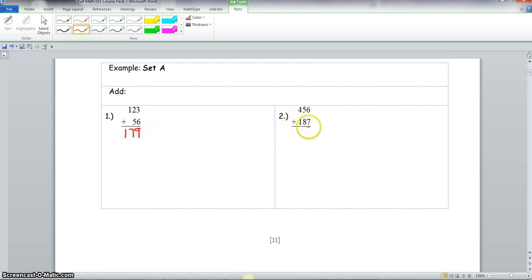Now we go here to number 2. We have 6 plus 7, which is 13. We carry our 1. 1 plus 5 is 6, plus 8 is 14. And we carry our 1. 1 plus 4 is 5, plus 1 is 6. So our final answer is 643.